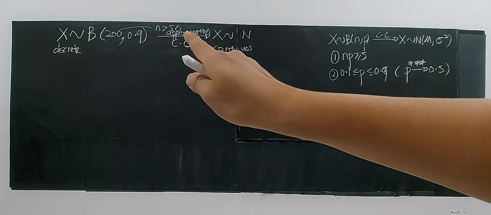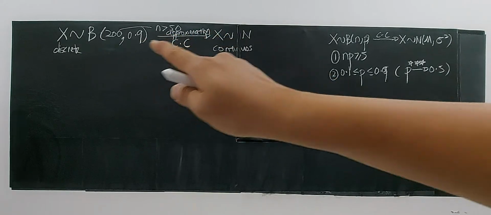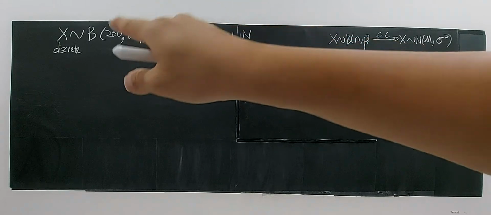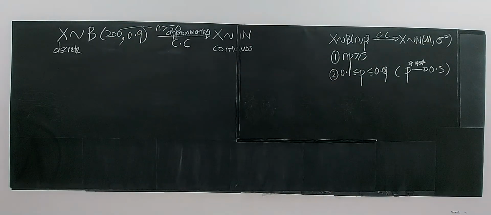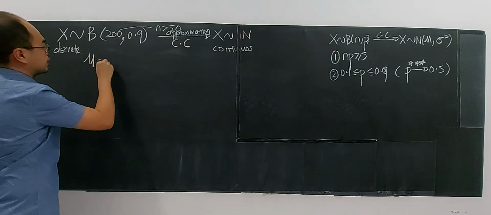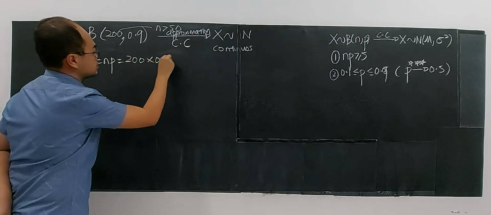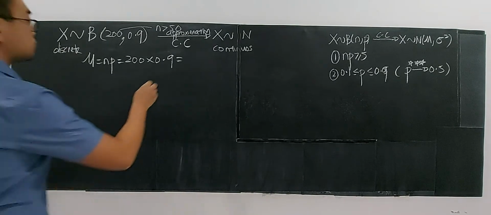Now you look at this. First, n is greater than 50, so we consider the normal distribution as an approximation to this distribution. Why? First, you multiply np. The mean here is np, so you take 200 multiplied by 0.9, which gives you 180.